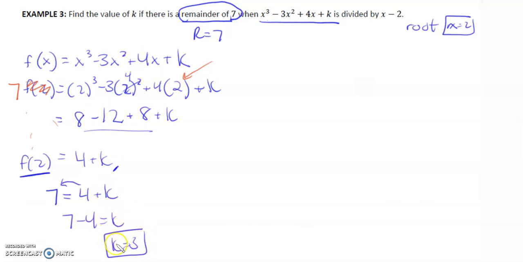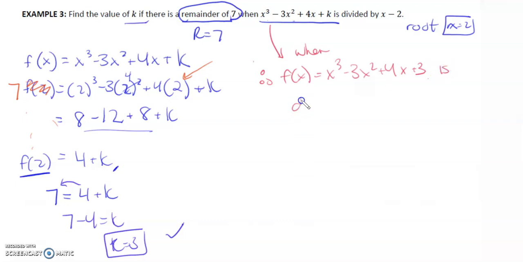For the scope of this question, it just asks to find the value of k, so we're done. If it says to rewrite this, we could say f(x) equals x cubed minus 3x squared plus 4x plus 3. And if you want to write a therefore statement: therefore, when this is divided by x minus 2, the remainder is 7.